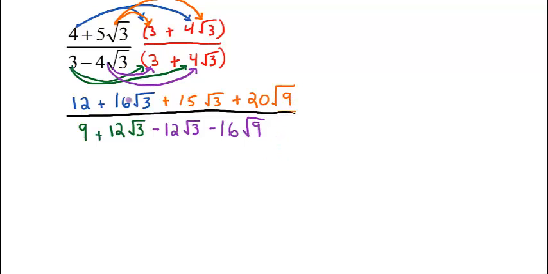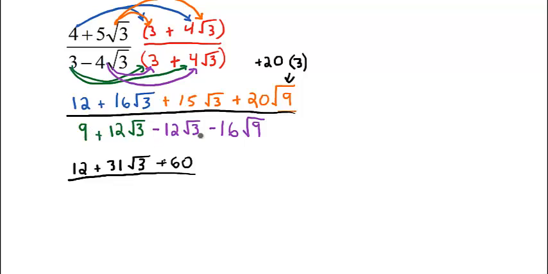Now we've got to simplify. So up top, I'll just rewrite this stuff on top. We've got 12, and then we have 16 square root of 3's here, 15 over here, so that's going to be a total of 31 square root of 3's. And then over here I have 20 times the square root of 9, and this square root of 9 is the same thing as 3. So actually we've got plus 20 times 3. 20 times 3 is 60. So I'm going to do division and then combine all these like terms.